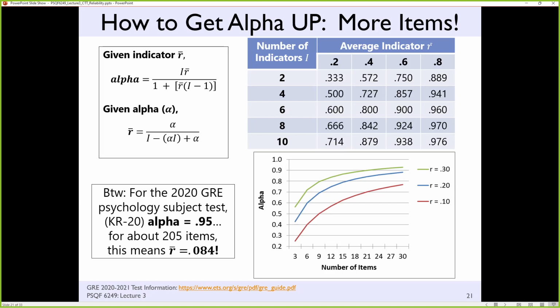Even less. Even less, 4% by my math. So you're telling me that these 10 items have 4% in common and 96% whatever, and I'm calling this internally consistent? That's optimistic. Alpha is not bounded by 0 and 1, by the way.